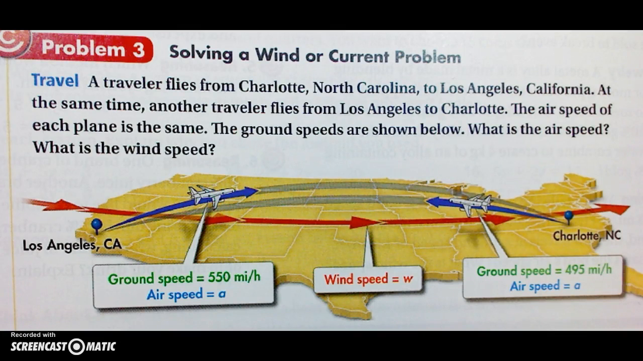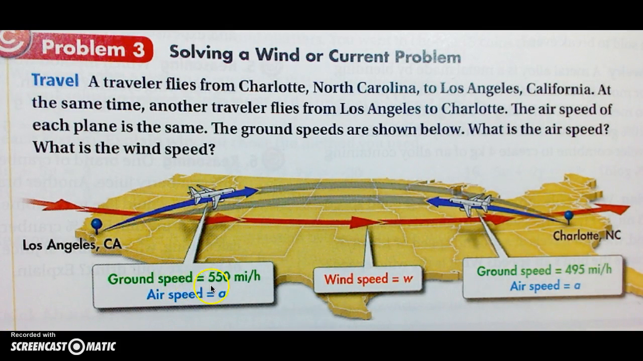Problem 3, solving a wind or current problem. A traveler flies from Charlotte, North Carolina to Los Angeles, California. At the same time, another traveler flies from Los Angeles to Charlotte. The airspeed of each plane is the same. The ground speeds are shown below. What is the airspeed? What is the wind speed?